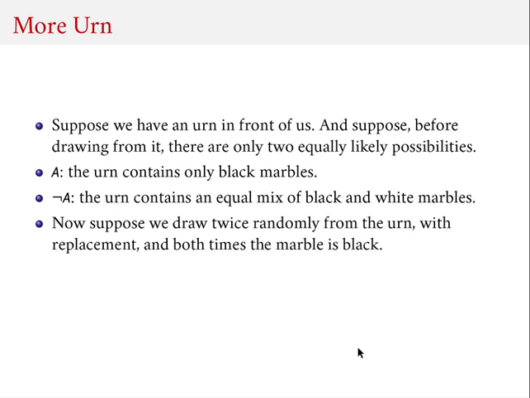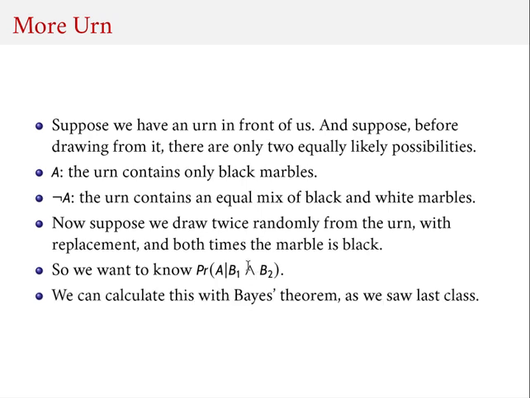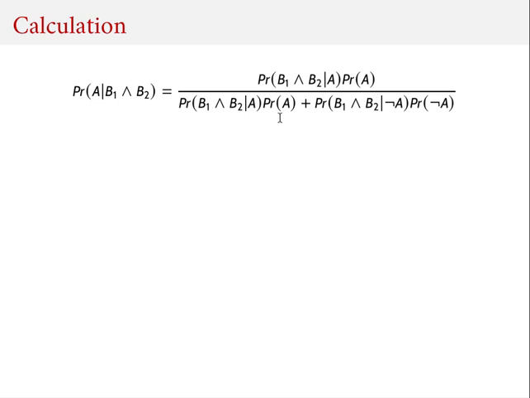So this is a question involving using Bayes' theorem with multiple conditions. We want to know what is the probability that we're drawing from an A-type urn, given that the first two draws have been black, and furthermore, where we assume the draws are independent because we're drawing with replacement. And we can calculate this with Bayes' theorem as we saw last class. So applying Bayes' theorem, the long version, we get the following equation.